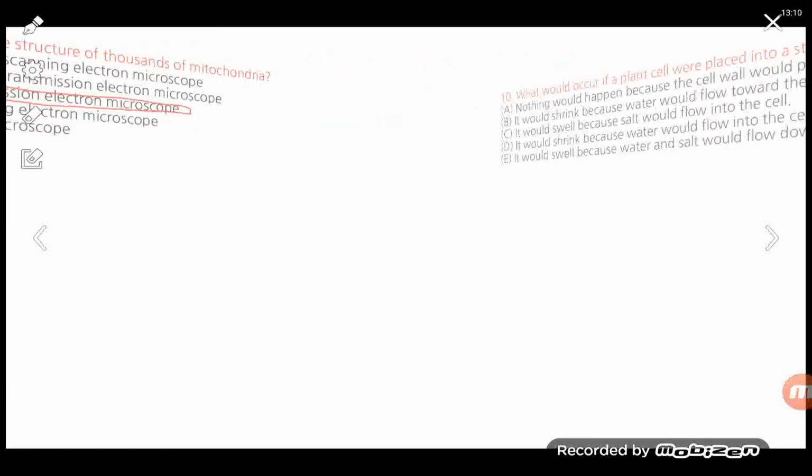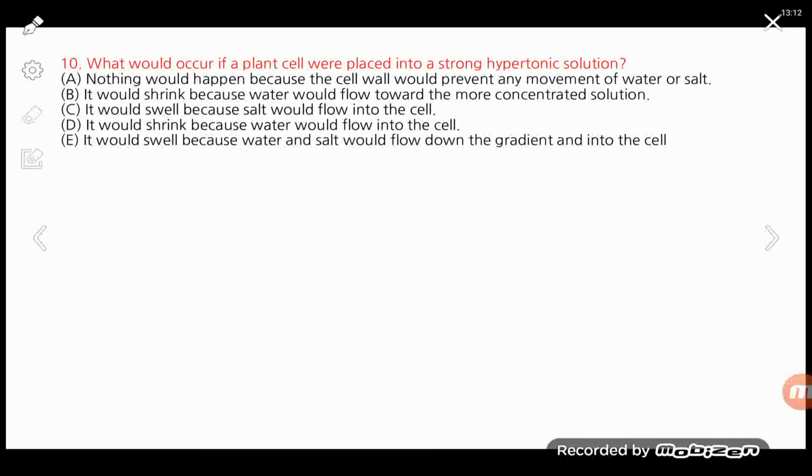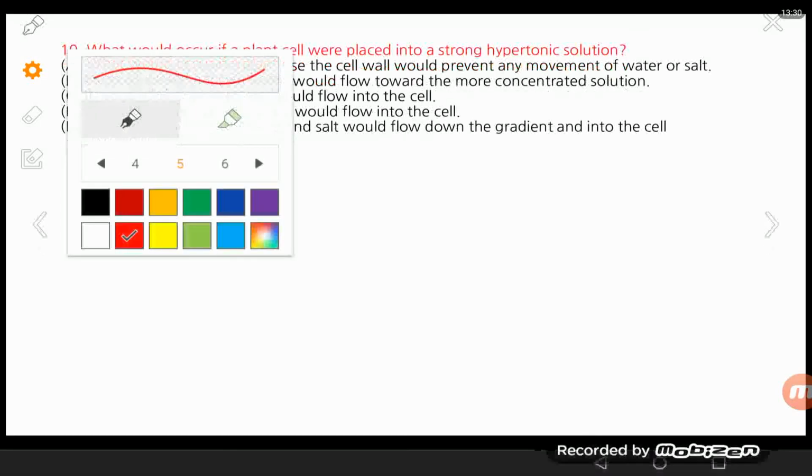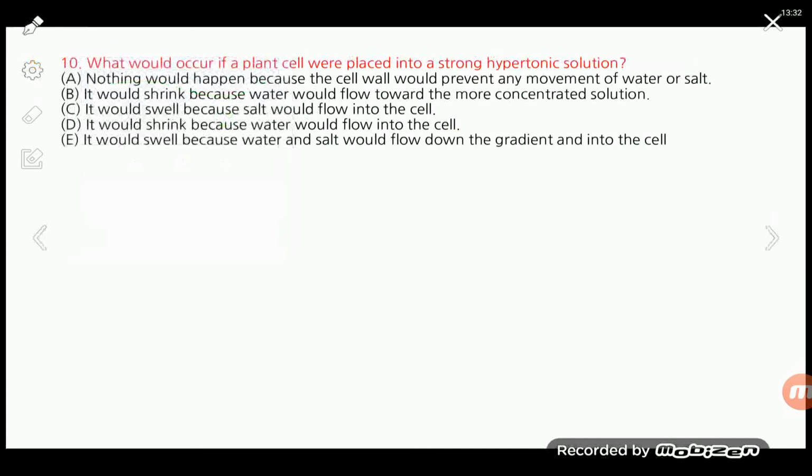We can study the structure of mitochondria. Let us go to the next question, which is the last question in this part. In part 2, in the next part, we will continue from question 11. So, what would occur if a plant cell were placed in a strong hypertonic solution? So, guys, we have a strong hypertonic solution.